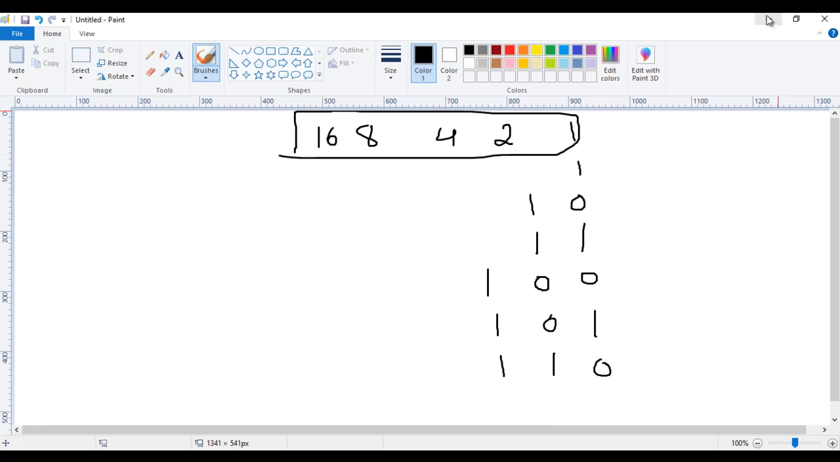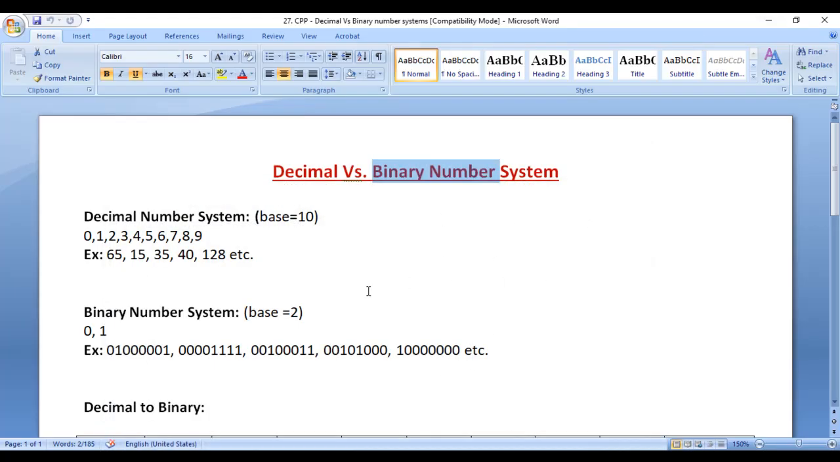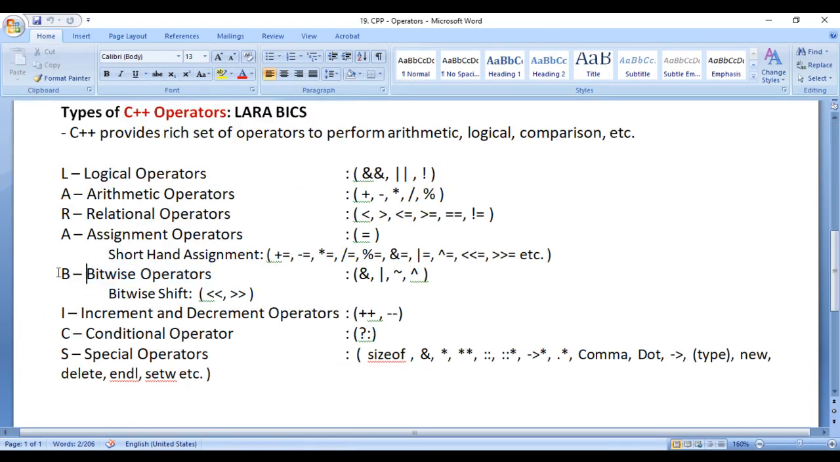That's it, guys, for this video tutorial. I hope you guys have clearly understood. In the next video tutorial, we'll understand bitwise operators. If you understood whatever we discussed in this class, then definitely you can easily understand bitwise operators in the next video, guys. So see you in the next video.